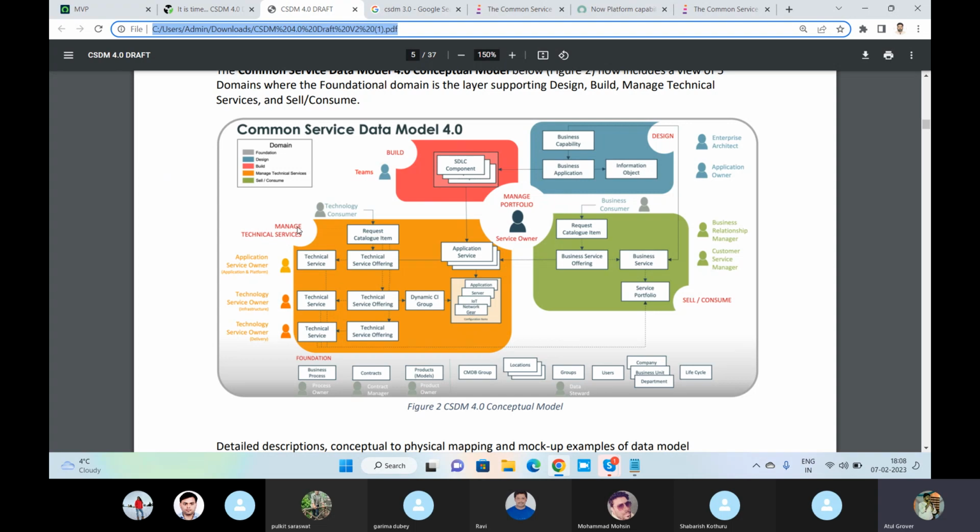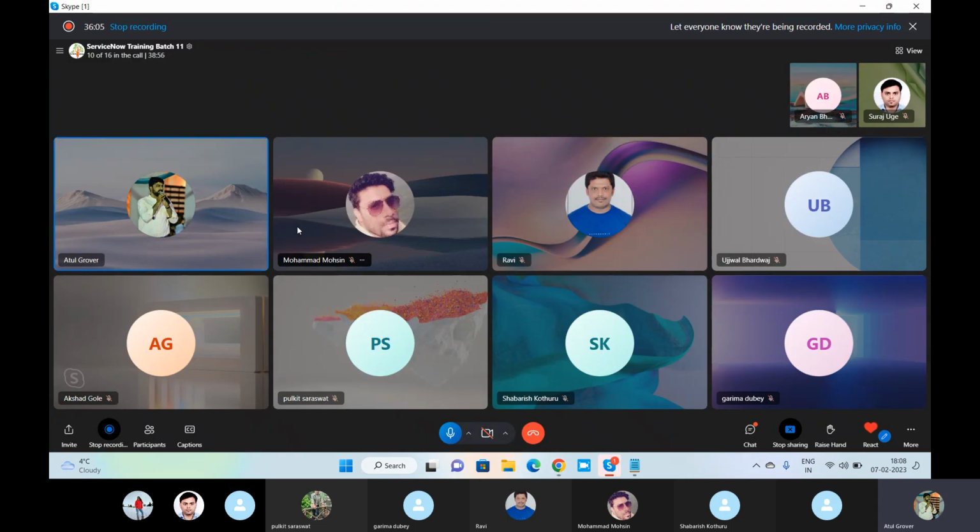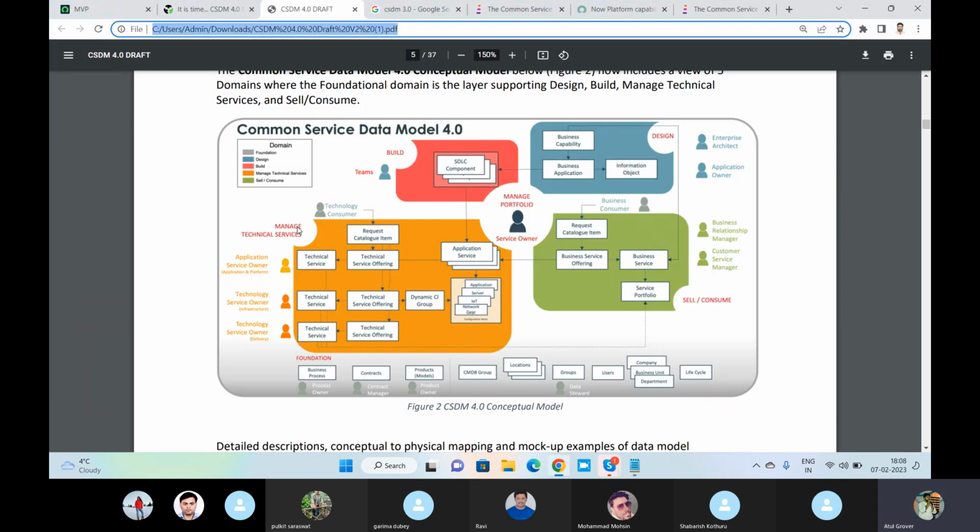Now, before I proceed, let me take a point here. Suraj has a question. Atul, let's say I have a new customer. Do we need to implement the complete model for my customer? No, and never.